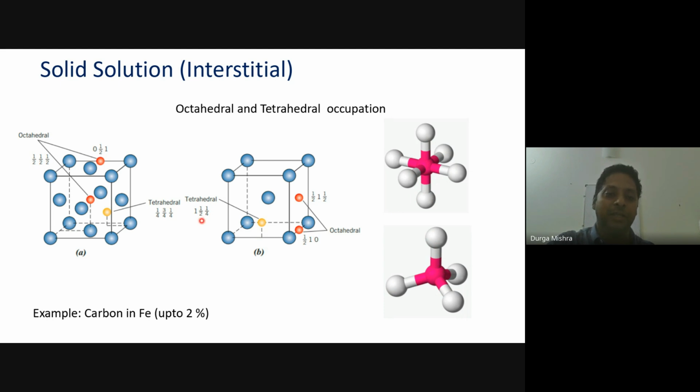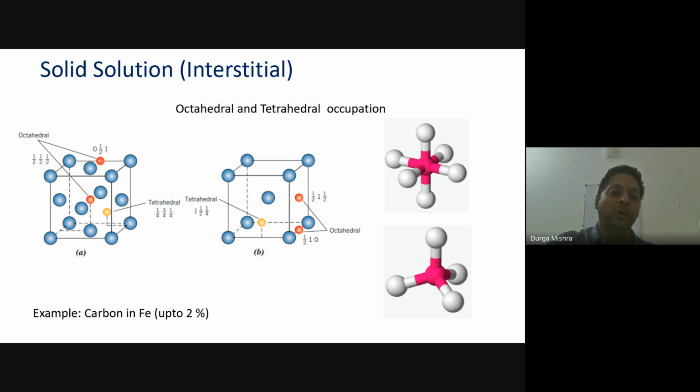Now if I go to this FCC, for example, and I say this is my octahedral position, that means it should have six next nearest neighbors. So what are those six? You can immediately see this face centered: there are one, two, so this is a face centered, three, four, and five, six. So these are the six next nearest neighbors for this octahedral site.